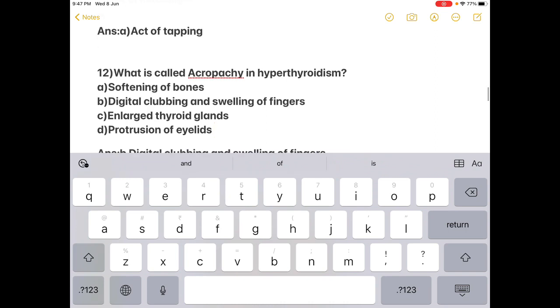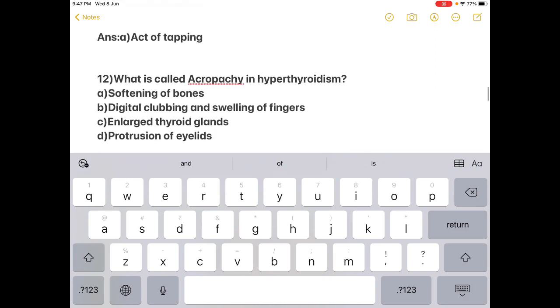What is called acropathy in hyperthyroidism? This is not a very commonly used word. Option A, softening of the bones. Option B, digital clubbing and swelling of fingers. Option C, enlarged thyroid glands. Option D, protrusion of eyelids. The correct answer here is B, digital clubbing and swelling of fingers.